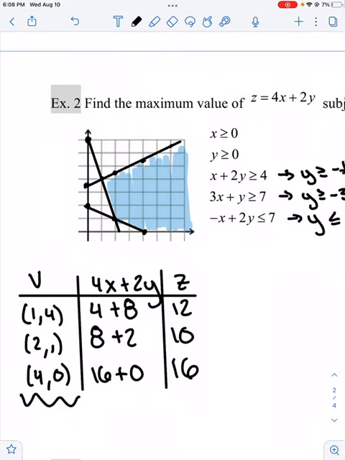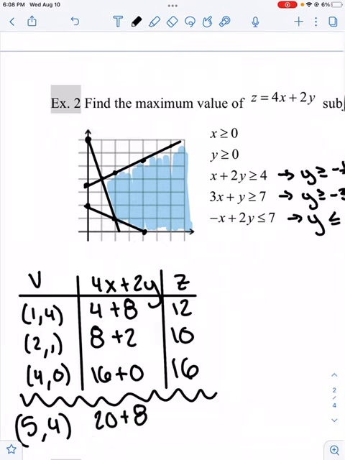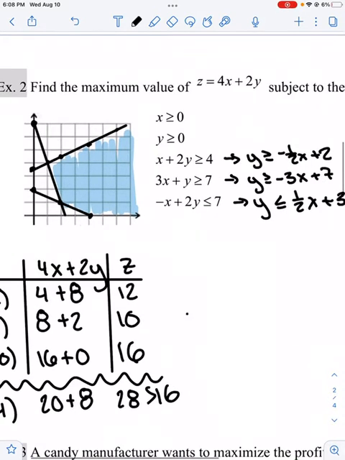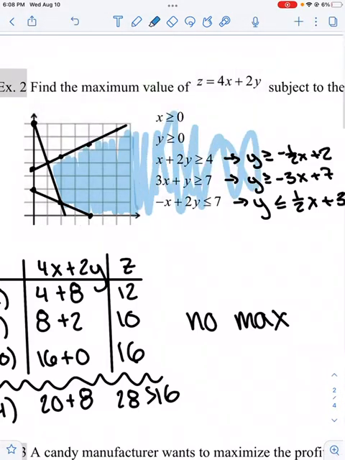But let's try and just plug in another point that's in that shaded area, because this isn't only restricted. This shading goes on infinitely. So let's just try 5, 4. We would get 20 plus 8, and that's 28, which is greater than 16. So you can see here that there's going to be no max because this shading goes on forever.